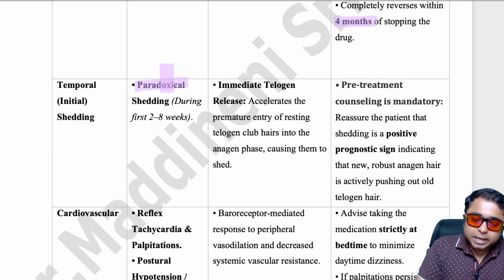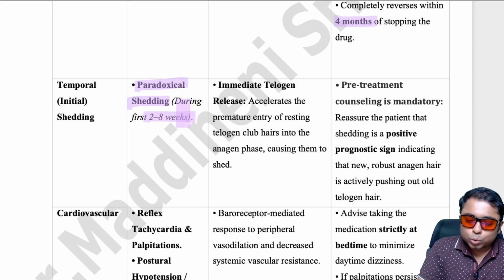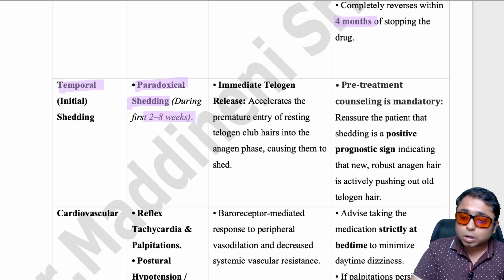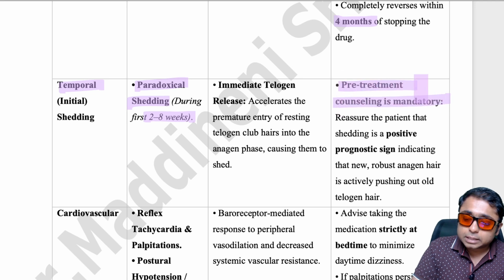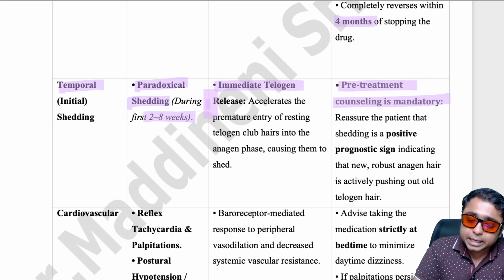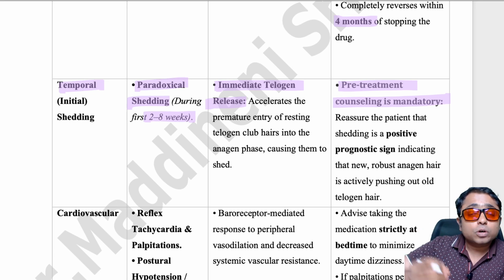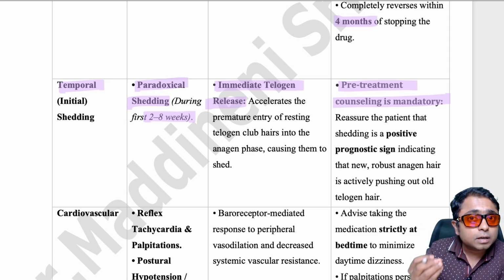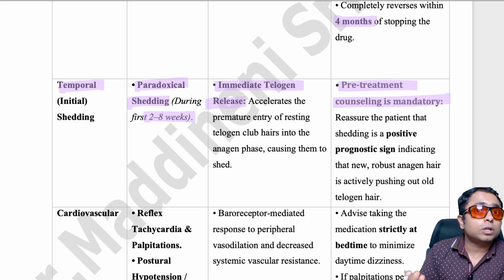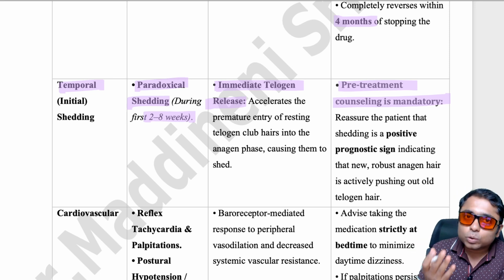Now there is going to be paradoxical shedding during the first 2 to 8 weeks over the temporal area. So this is also important to counsel. Pre-treatment counseling is mandatory for this also. And why is this going to happen? Because of the telogen hair follicles which are going to be released, and there is going to be conversion of the telogen follicles into anagen follicles, because obviously we are using minoxidil to get hair growth, that is, growth of the anagen phase.